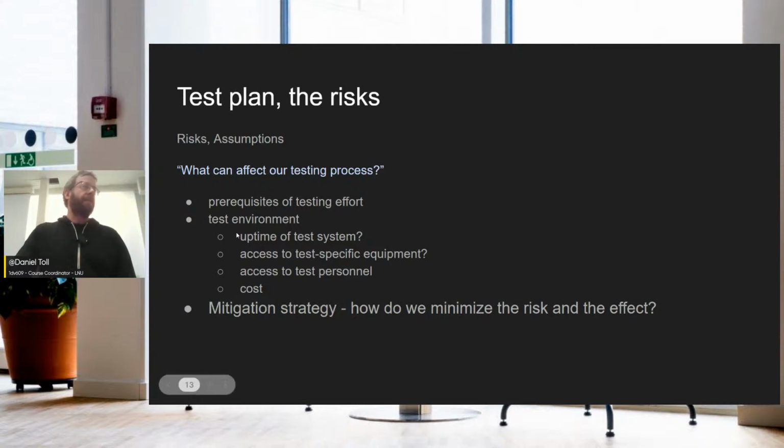And of course, the test environment itself needs to be available, and I need access to that in order to test it and stuff like that. And sometimes we actually need money in order to do this. So as part of the plan, we also think about how this can go wrong and what we can do to mitigate those risks, which means to minimize the risks.